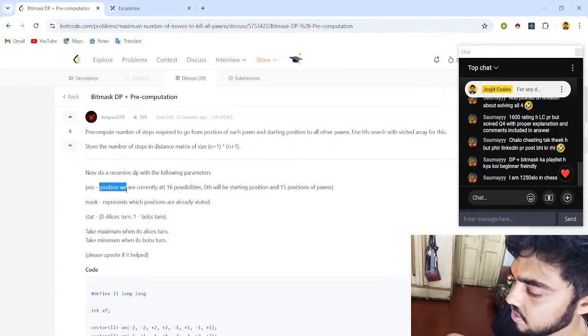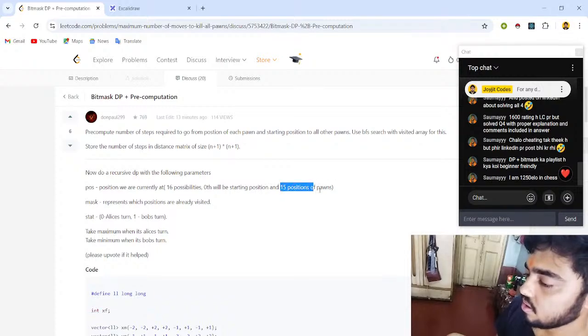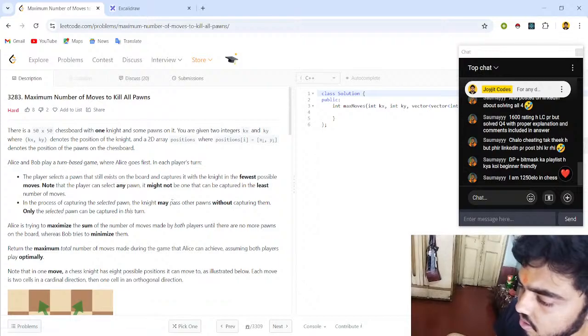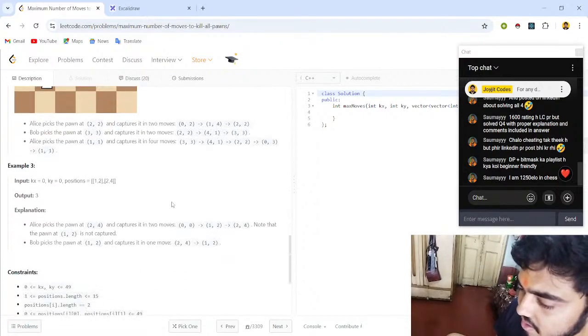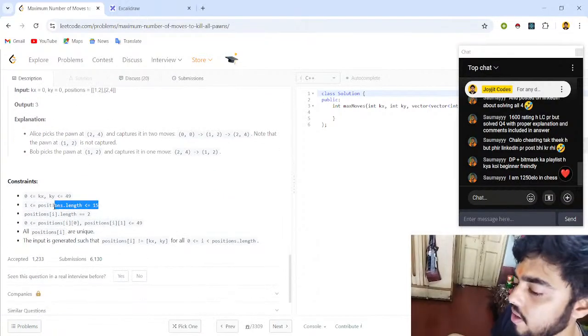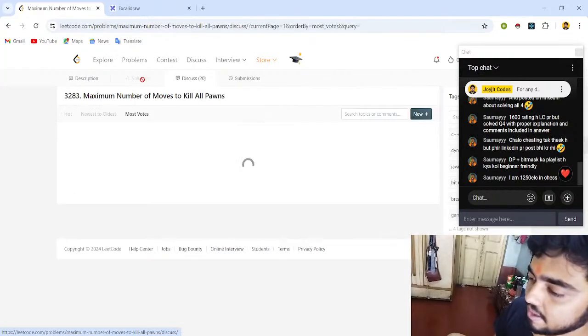So the positions we are currently at, there are 16 possibilities. Why is it so? 0 will be the starting position and 15 positions of pawns. Was it given that there are 15 pawns? I did not even look into that. Okay, so it was given that it's going to be 15, man. Okay, doesn't matter.